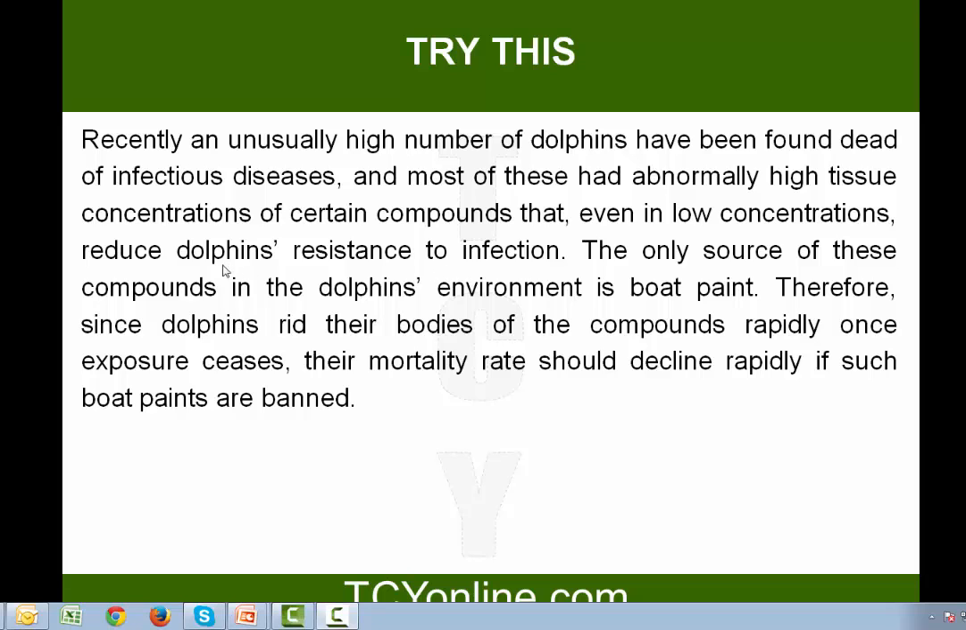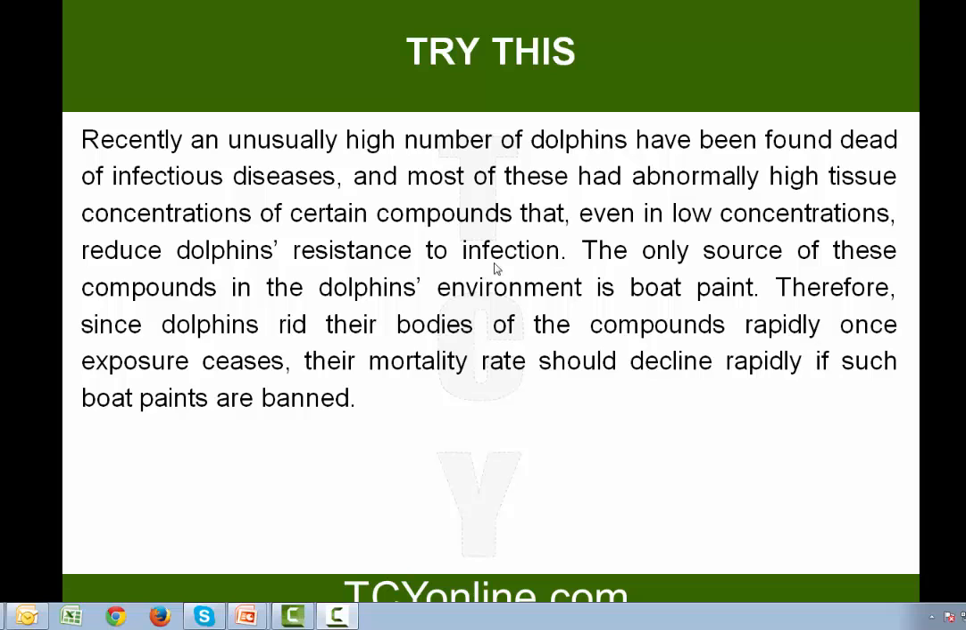So dolphins become less resistant to infection, which means they catch infection very easily with the presence of these compounds. Now they get these infectious diseases, and they are found dead. So you can clearly see a causal relationship: compounds leading to infection and infection leading to death. There's a cause, there's an effect.